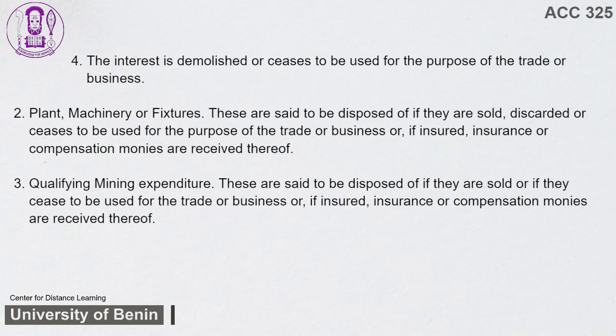2. Plant, machinery, or fixtures. These are said to be disposed of if they are sold, discarded, or cease to be used for the purpose of the trade or business, or if insurance or compensation monies are received thereof. 3. Qualifying mining expenditure. These are said to be disposed of if they are sold or if they cease to be used for the trade or business, or if insurance or compensation monies are received thereof.